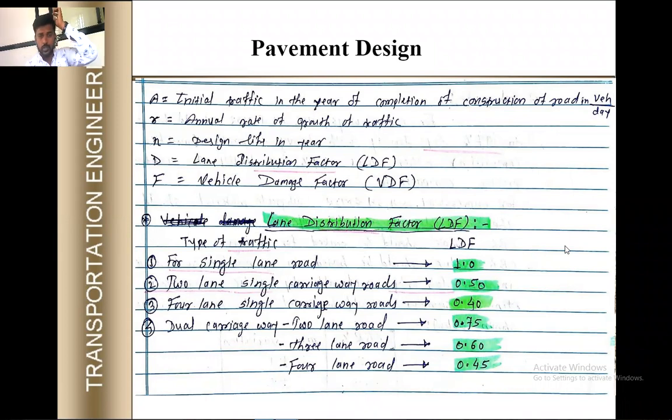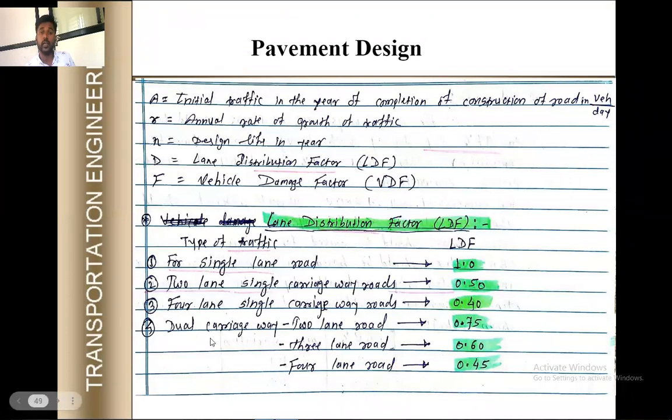So this is the constant, that is LDF, lane distribution factor, and the values of lane distribution factors that are given here. For the single lane road, it is 1. If there is a 2-lane single carriage road, 0.5. For the 4-lane but single carriage road, 0.4.